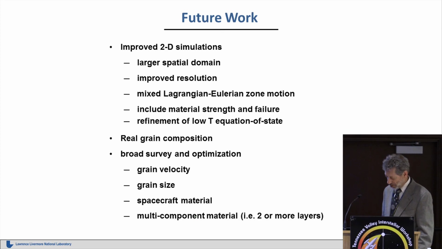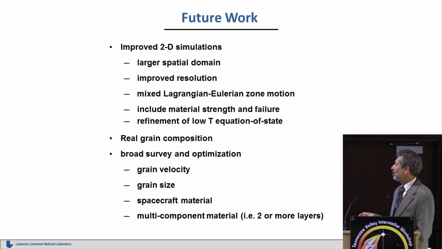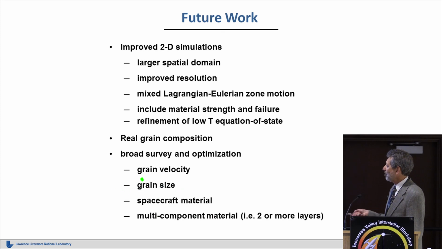Okay, so some future work, briefly summarized. There are some improvements to be done in the two-dimensional simulations. I won't go through the details. I would propose doing calculations with real grain compositions. So far, I've only done them with single atom compositions, which is somewhat idealized. And then it would be important to do a broad survey and optimization, studying a bunch of parameters and trying to find the optimal. In terms of finding the optimal, you would vary the spacecraft material, possibly with multi-component materials. And then I want to do simulations at a variety of velocities and sizes.